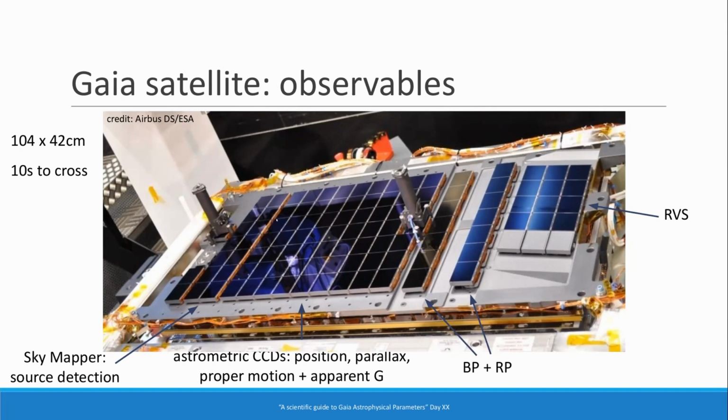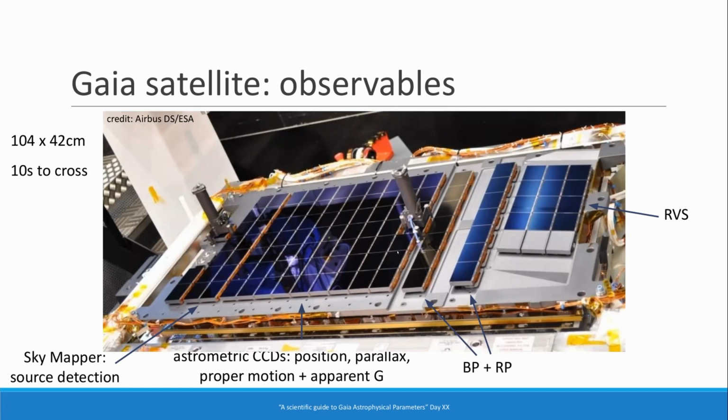And then we have this huge block of CCDs here, which is several CCDs long. So a source traveling across that, let's take a lower one, across these CCDs accumulates a lot of signal to noise. And these are the so-called astrometric CCDs. So this is where the position measurements are happening, where the parallaxes are measured, proper motions, and the apparent G magnitude.